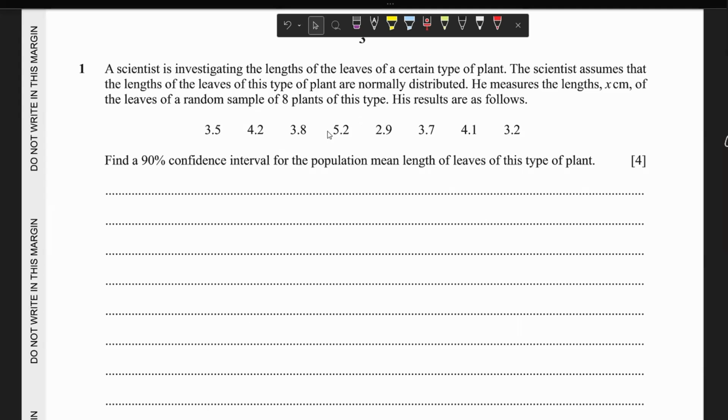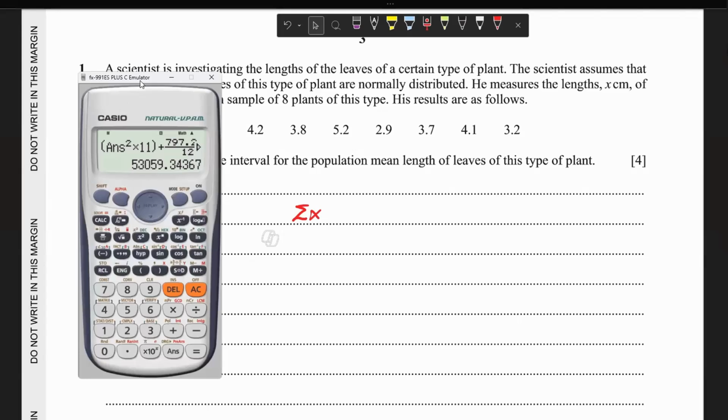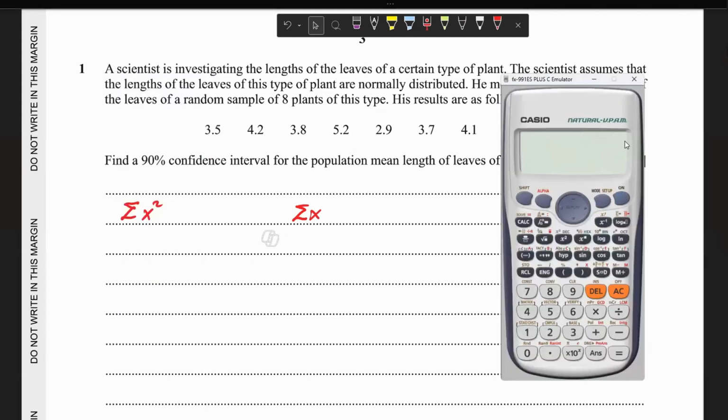All right, so let's answer this question. For starters, we are going to look for the sum of squares in X and the sum of the terms. I'm going to do that by storing the information. Here I'll go to stats mode, so mode stat 3 and then option 1. And I'm going to store these values, right?